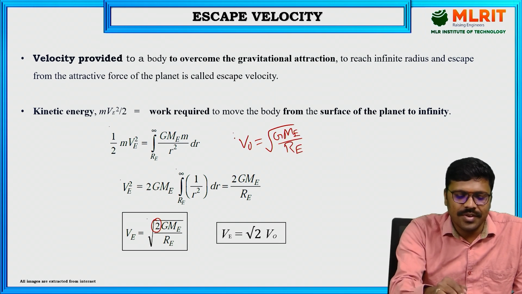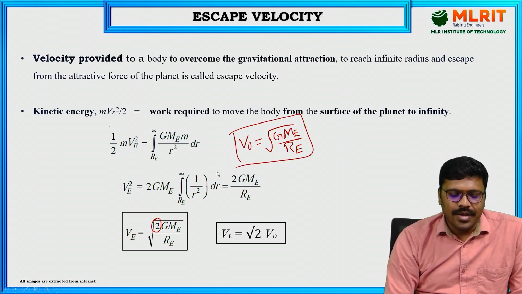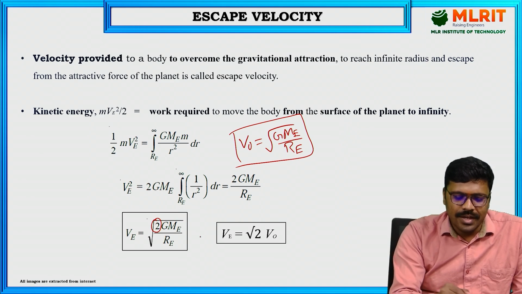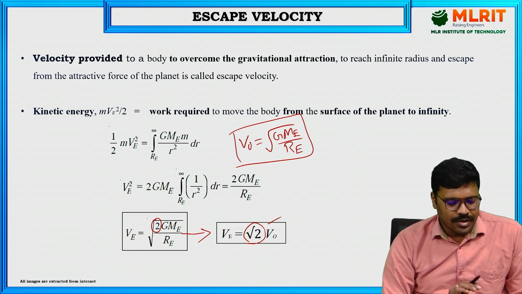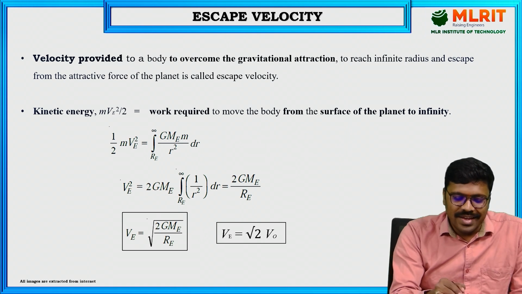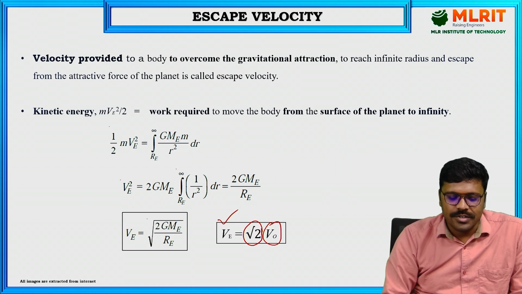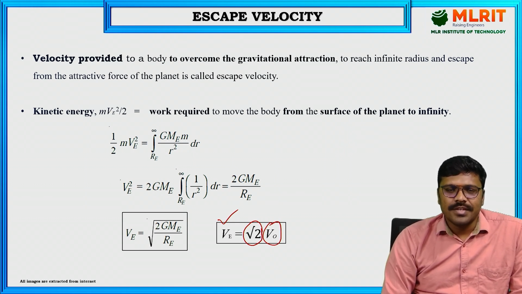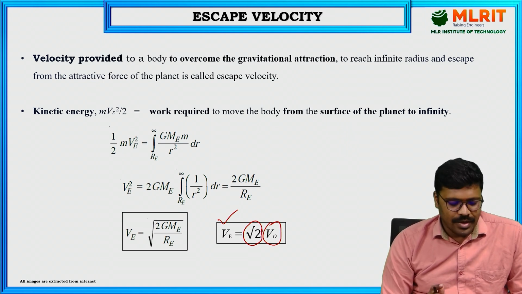So this is the equation for orbital velocity which we have derived in the earlier classes. If I substitute this V0 is equal to under root capital G mu by RE, then this equation will be V is equal to root 2 into V0. So from this we can conclude that escape velocity VE is equal to root 2 times the orbital velocity. Escape velocity of any object is equal to root 2 times the orbital velocity, right?